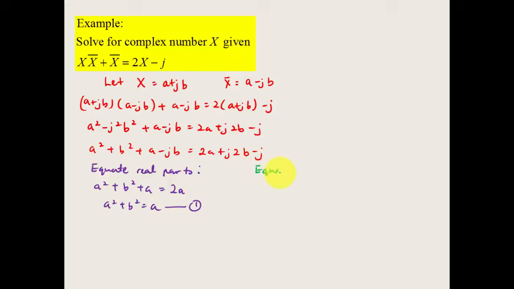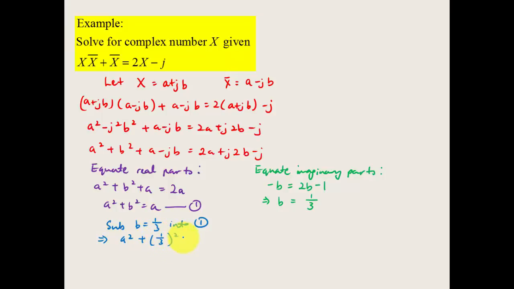Next, I will equate the imaginary part. Left-hand side, the imaginary part is minus b, this one. On the right-hand side, 2b minus 1. And this can solve for b straight away. b is 1/3. And since we know b is 1/3, I can substitute b as 1/3 into equation 1 straight away. So a squared plus 1/3 squared equals a.